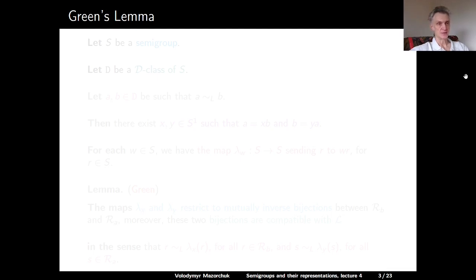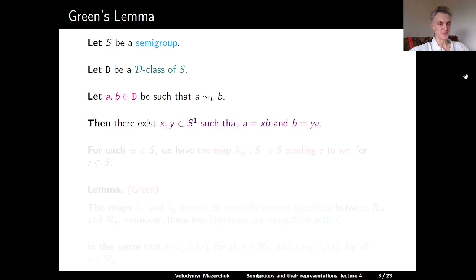So here is a setup. Let S be a semigroup and let D be some D class in S. Let A and B be two elements in D which are left related. Then, due to our alternative description, there exist elements X and Y in S upper 1 such that A is equal to XB and B is equal to YA.